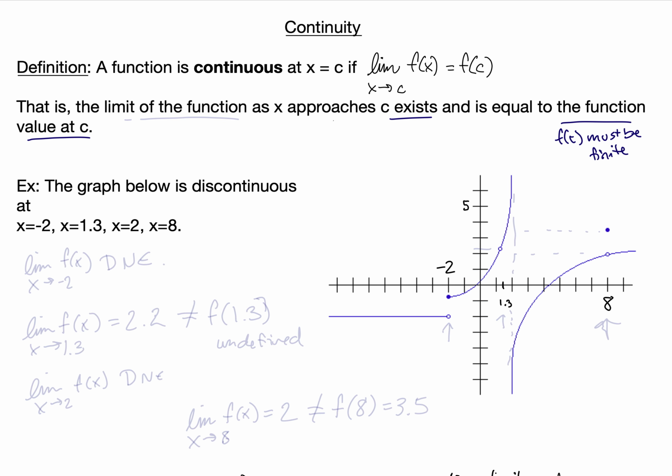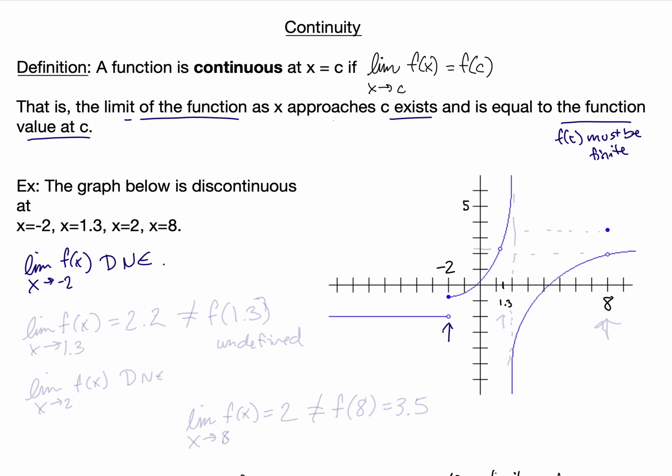Okay, let's look at the graph below. So this graph is discontinuous at several points. It's discontinuous at the point x equals -2 because the limit as x approaches -2 of f of x does not exist. So since the limit doesn't exist at that point, the function cannot be continuous by definition of continuity.